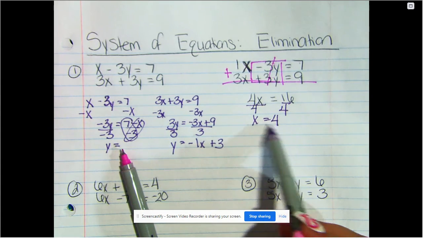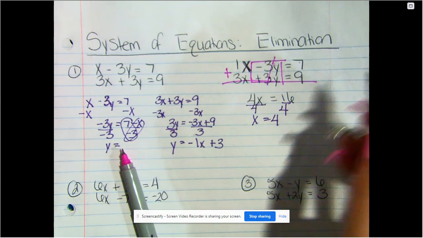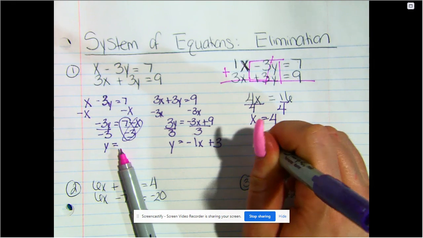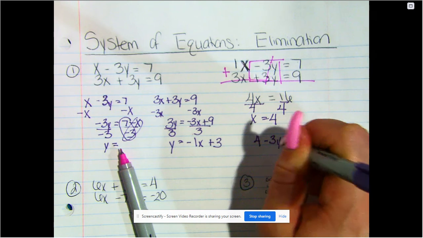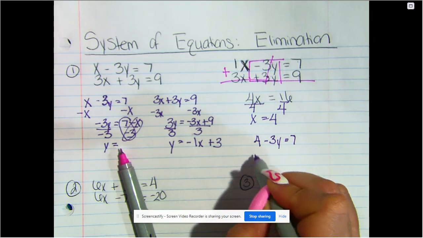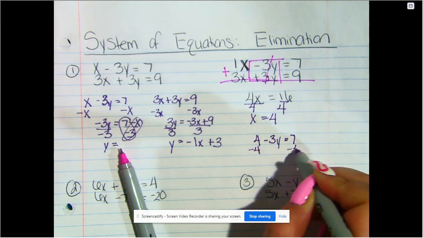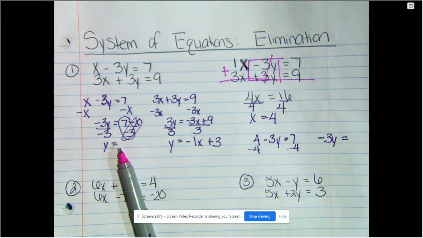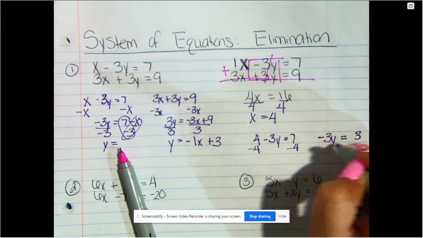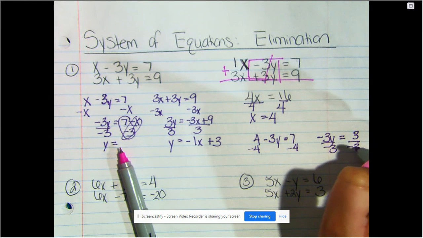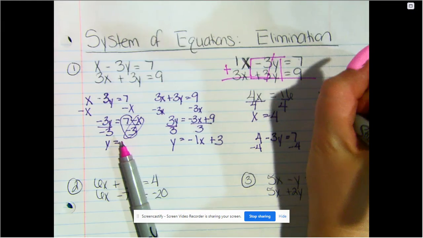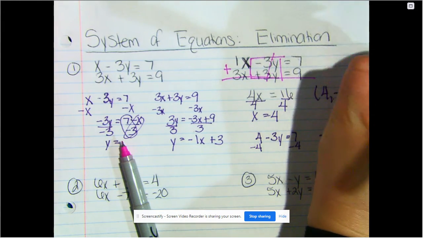Then I'm going to take this x value to find my y. Let's go ahead and use the top equation. So it was x, which is now 4, minus 3y is equal to 7. Subtract 4 on both sides. We get negative 3y is equal to 3, since 7 minus 4 is 3. Divide by negative 3 on both sides. My answer is negative 1. So my solution then is 4, negative 1.